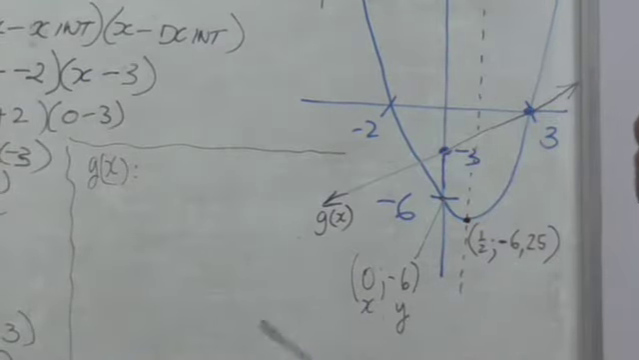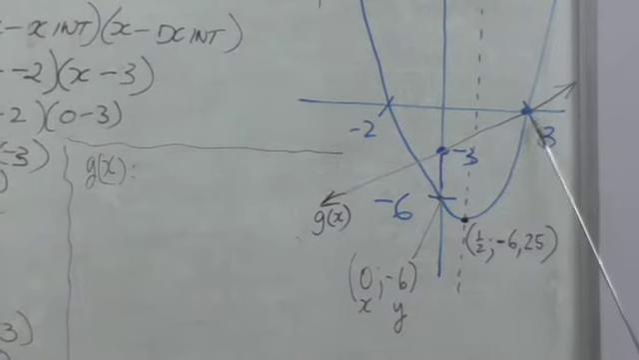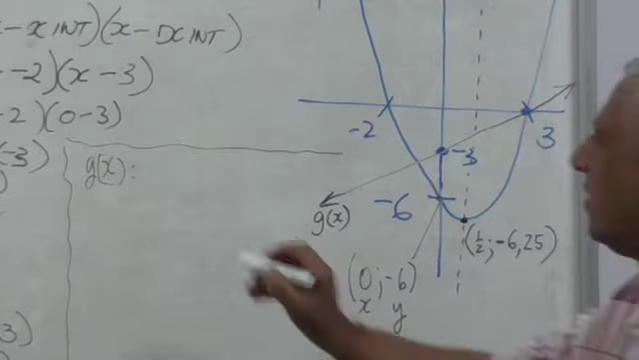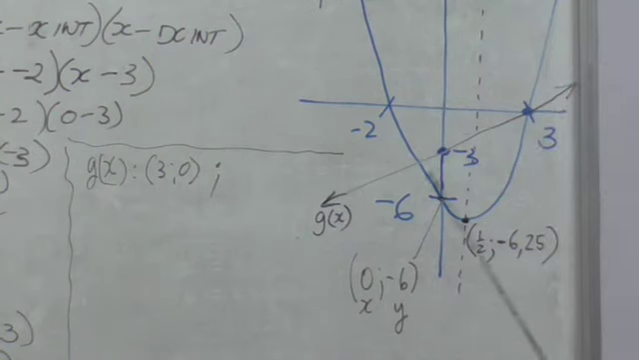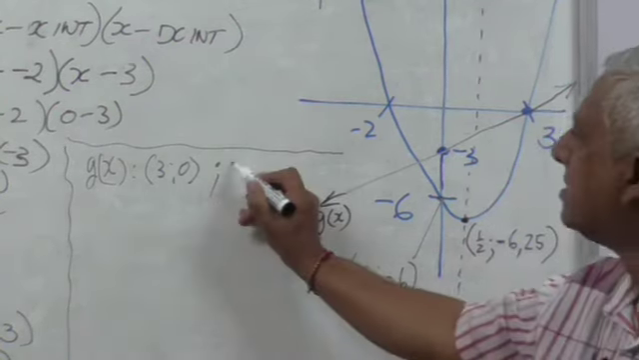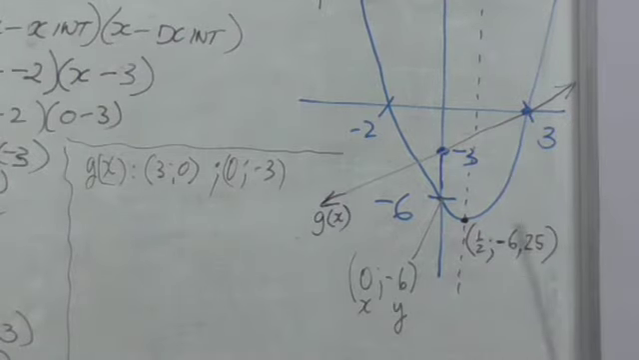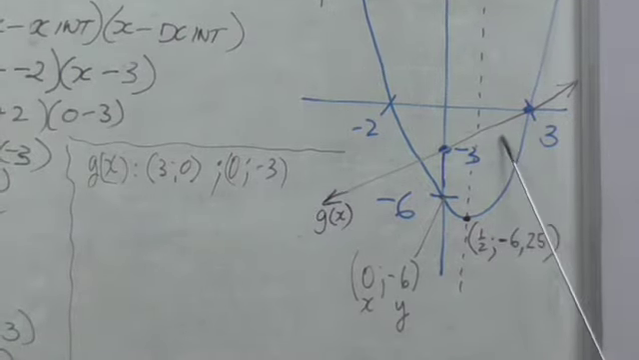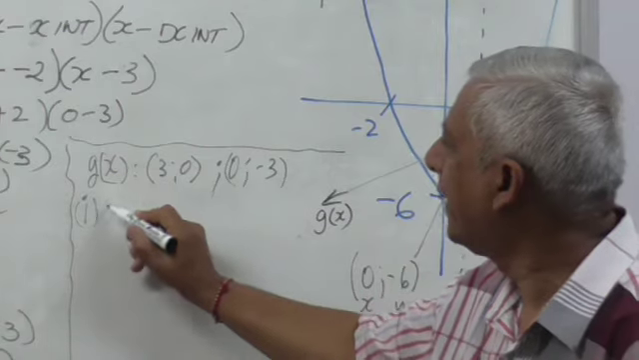Now, when we're working with g of x, we're working with the straight line here. So you've got this ordered pair here, which is (3, 0). Let's write that down. You've got (3, 0), and then you've got this ordered pair here, which is (0, -3). To find the equation of the straight line here, you'll have to do 3 steps. Step 1, you're going to find m.